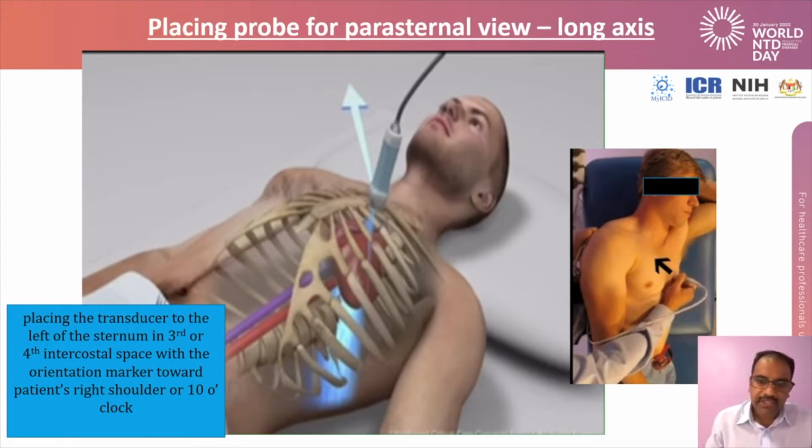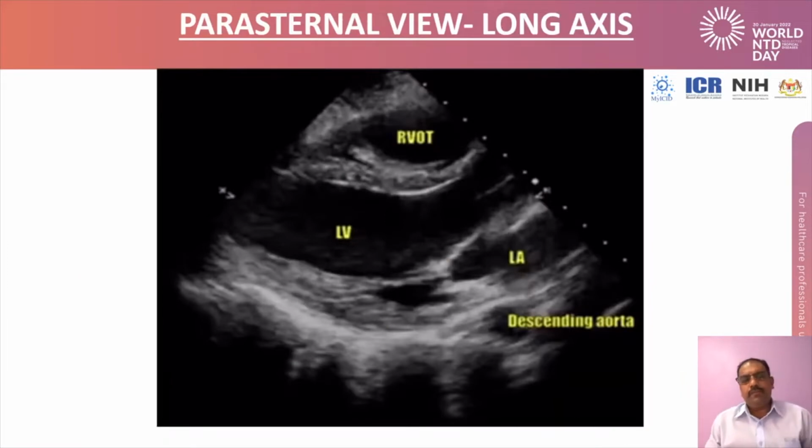And you can see the patient can be positioned supine, and if you can't get a very good view, you can even change the patient into a left lateral decubitus to get a better view. So once you position your probe appropriately for the parasternal long axis view, you will see such an image on your monitor. So I'm going to play the video.